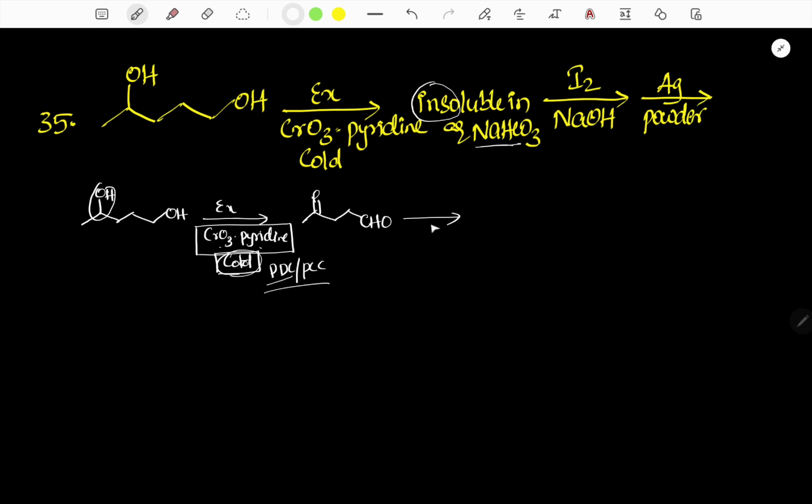Now it is treated with I2/NaOH. So it is an iodoform condition. So iodoform reaction, and the corresponding products are CHI3 and the carboxylate, COO minus.